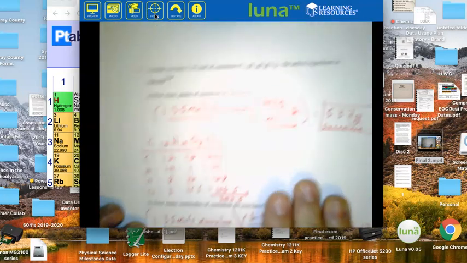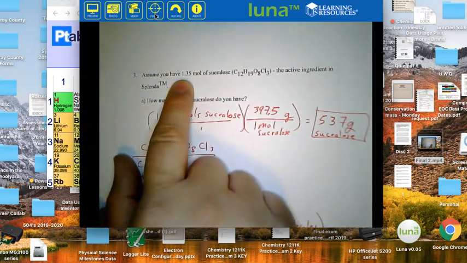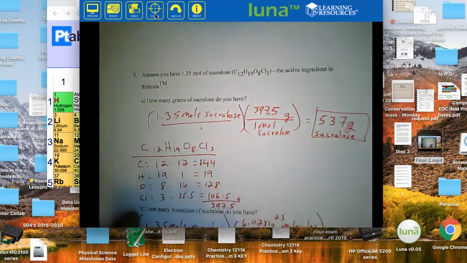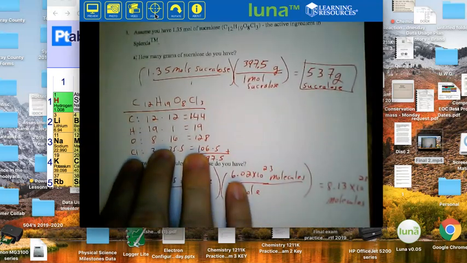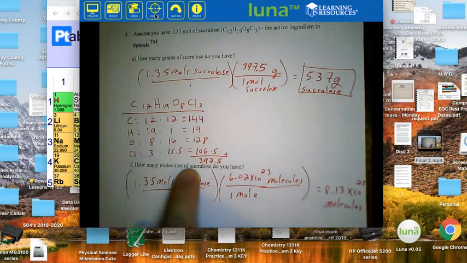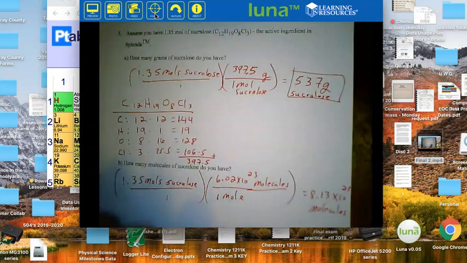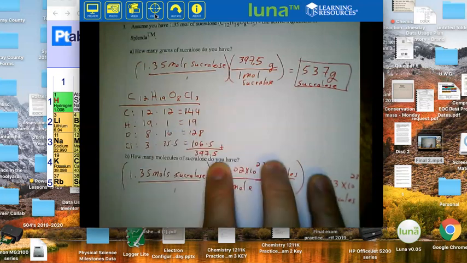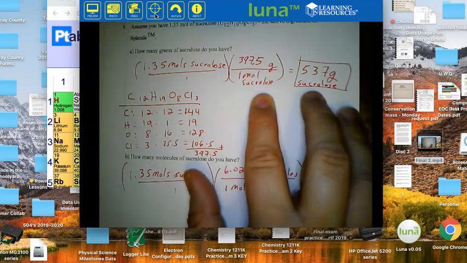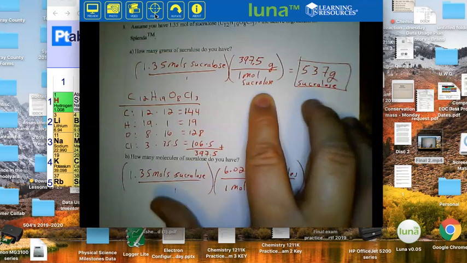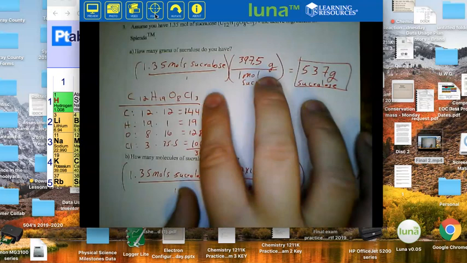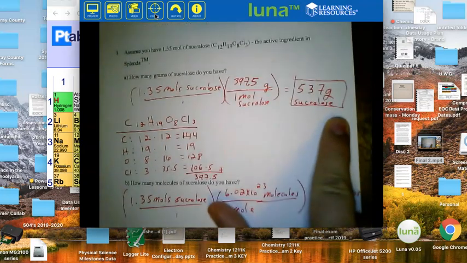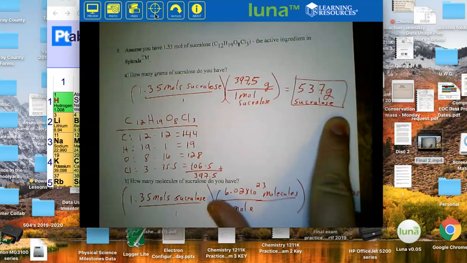All right, number 3 here, it says assume you have 1.35 moles of sucralose, the active ingredient in Splenda. How many grams of sucralose do you have? So you're starting out with 1.35 moles of sucralose. You have to find the molar mass of sucralose, which you do like we did earlier, multiplying the number of atoms times its average atomic mass off the periodic table, adding those together to get the molar mass of the substance, which in this case is 397.5 grams per mole. Convert moles to grams to get the mass of sucralose in grams.